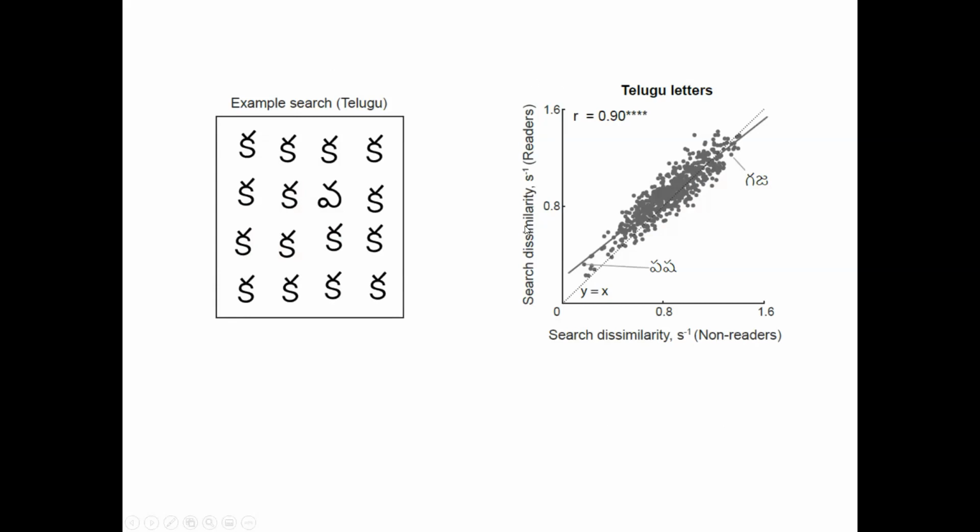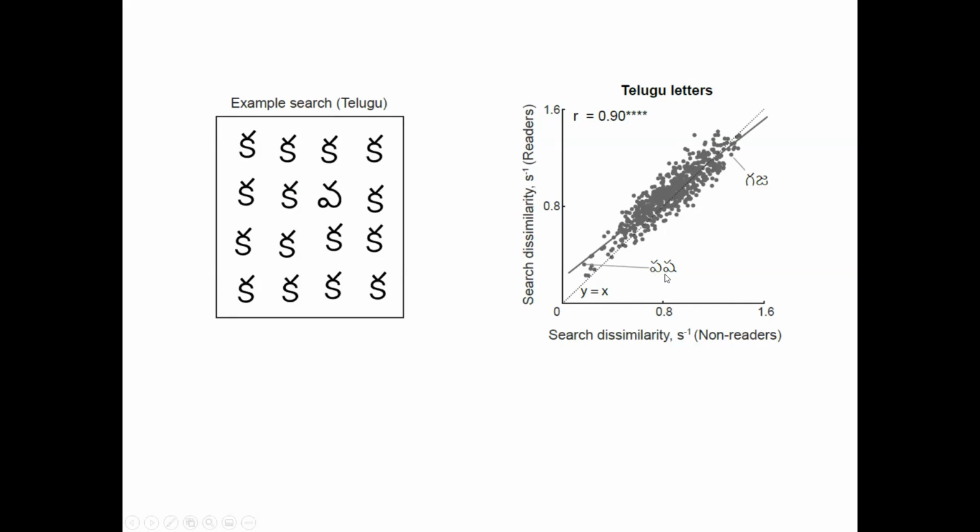And it turns out, and this data I'm showing you only for Telugu letters, you can see that search dissimilarity for readers is highly correlated with the search dissimilarity for non-readers. Okay, suggesting that reading is not actually altering letter representation, but it's subtly altering letter representation. Right? Two letters that look very similar to you are not becoming hugely dissimilar for the reader, things like that.